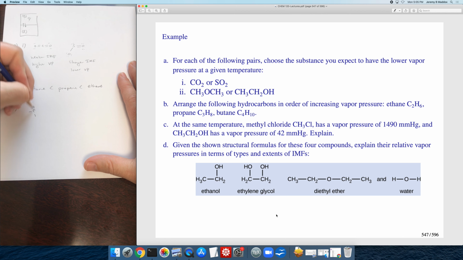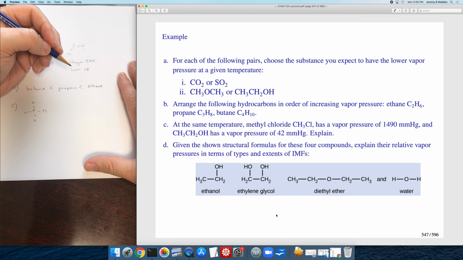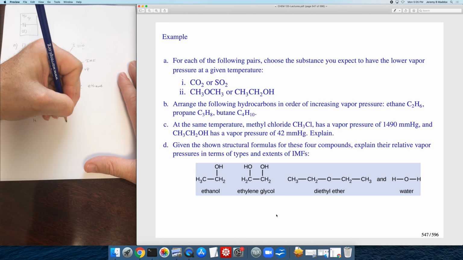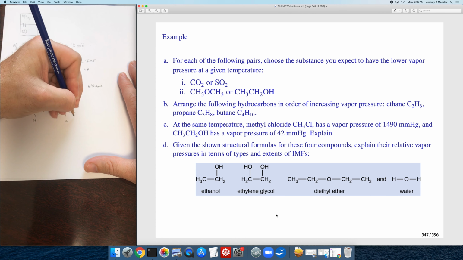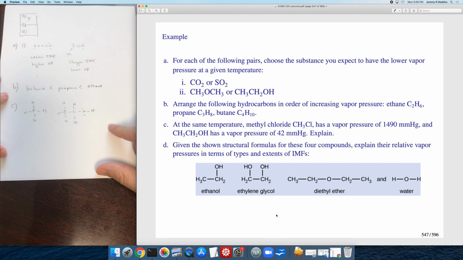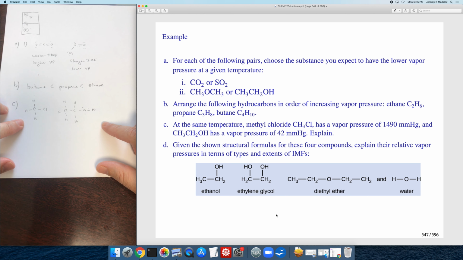I'm going to go ahead and draw the structures. We have methyl chloride that we're comparing to ethanol. The methyl chloride, you see, has a very high vapor pressure, 1490 millimeters of mercury, whereas the ethanol, by comparison, has a low vapor pressure of 42 millimeters of mercury.